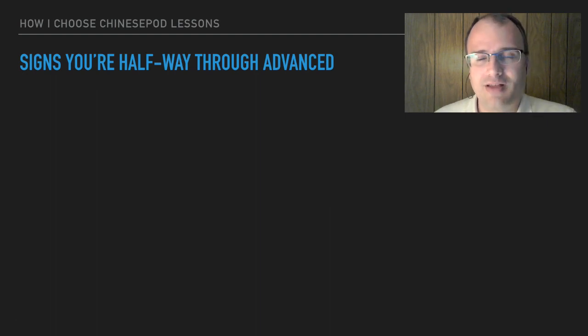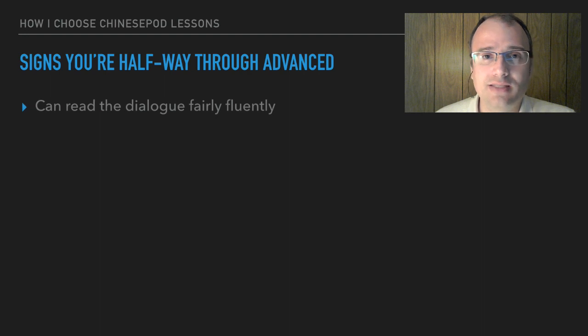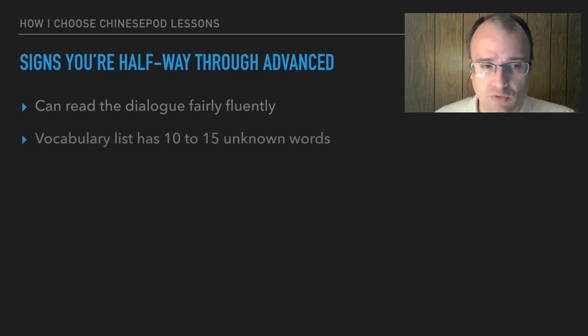So, a bonus slide here. Signs that you're halfway through advanced. I've done now almost three quarters, and this is what it's like. And this is consistent across the levels that you get comfortable when you're about halfway through. I can read the dialogue fairly fluently. The vocabulary list has 10 to 15 unknown words now at my level. That's not too bad.